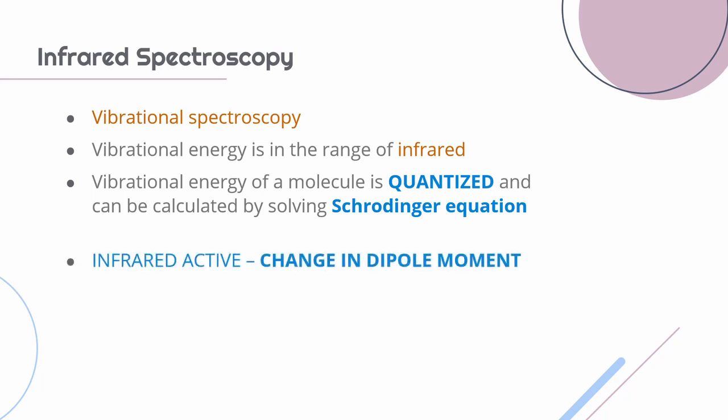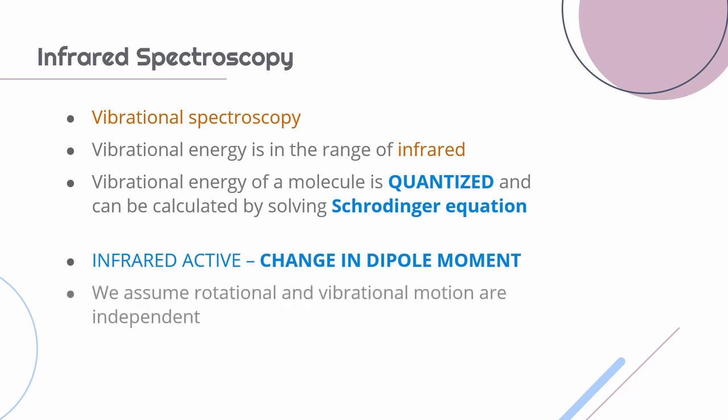And now this is important. A molecule is said to be infrared active only if there is a change in its dipole moment. And I think it's worth repeating that a molecule is infrared active only if there is a change in its dipole moment. And in our discussions, we assume that the rotational and vibrational motions are independent. That is, they do not interfere with each other.